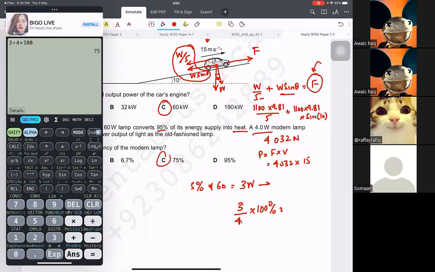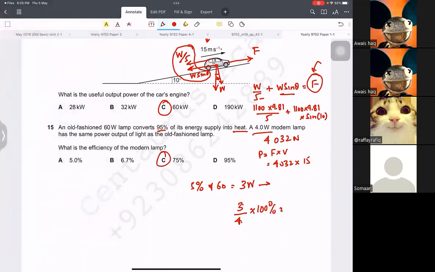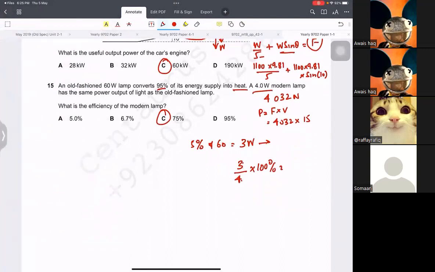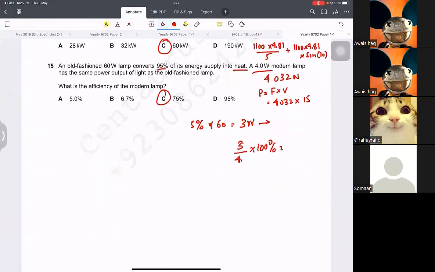So that's 75% efficient. Great. Okay, this was pretty simple.